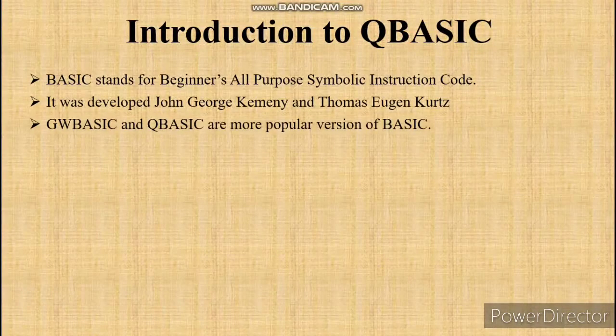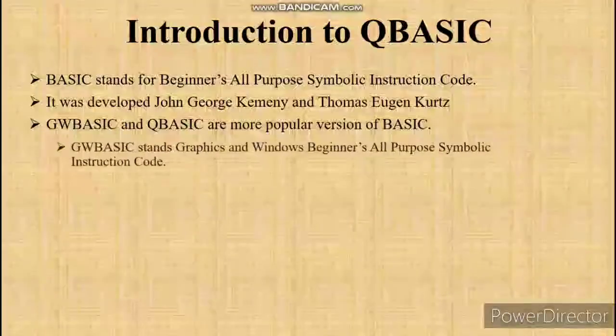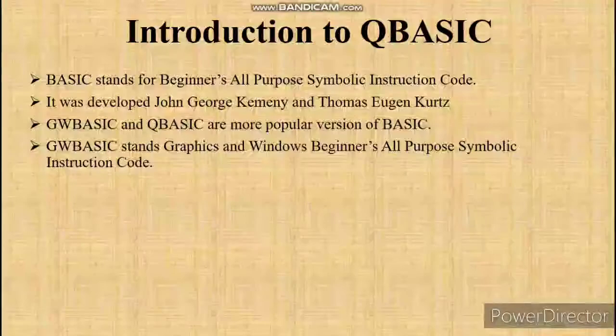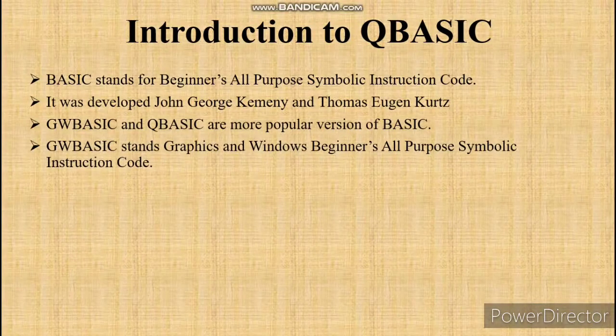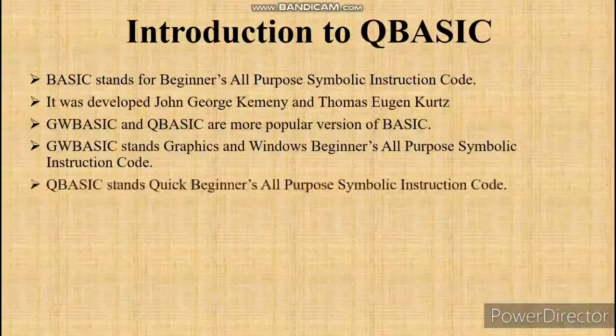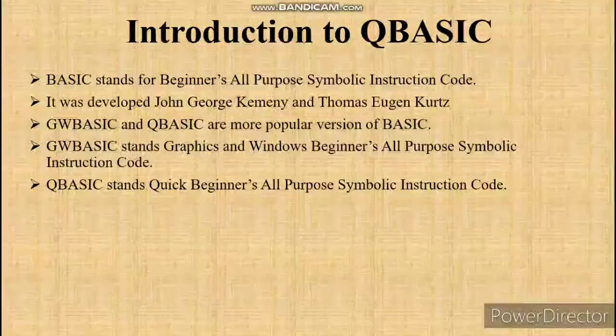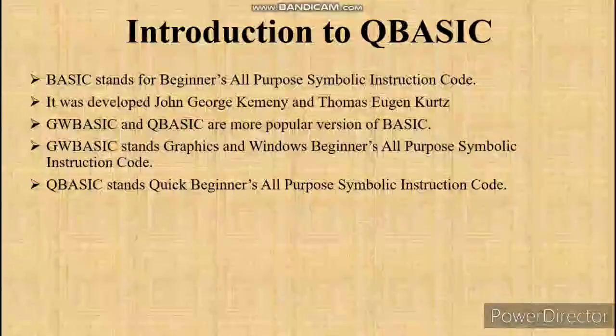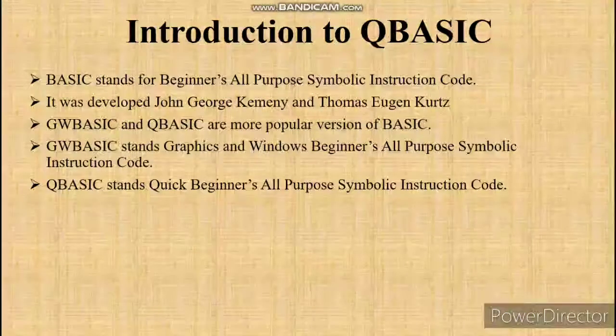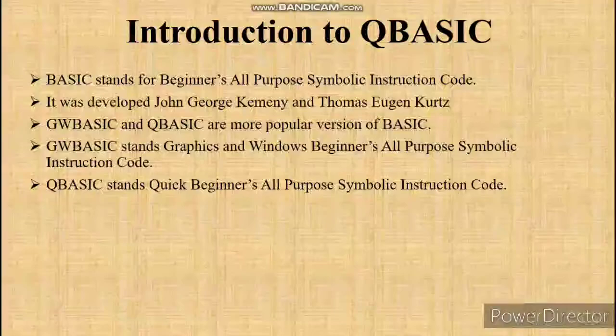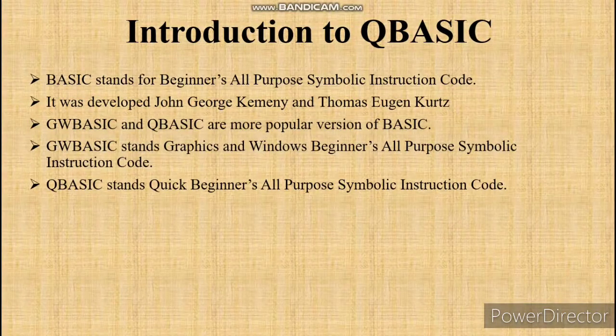GW-BASIC and QBASIC are more popular versions of BASIC. GW-BASIC stands for Graphic and Windows Beginner's All-Purpose Symbolic Instruction Code. QBASIC stands for Quick Beginner's All-Purpose Symbolic Instruction Code. In this chapter, we will use QB64 to write programs in QBASIC. We will use QB64 as the compiler for the QBASIC program.